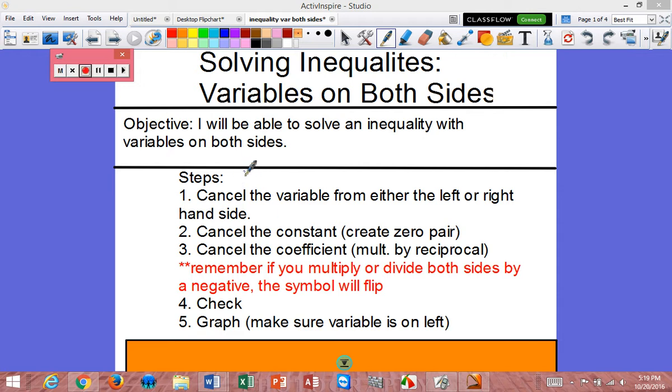So remember, the first thing that we want to do is cancel one of the variables from either the left or right hand side. Then we'll have a normal two-step equation, so we'll cancel the constant, then we will cancel the coefficient. Now this is the step where it may be a little different than an equation. If we have to multiply or divide by a negative number, then we are going to have to flip that inequality symbol. And then we would check and graph. So let's do a couple of examples together.